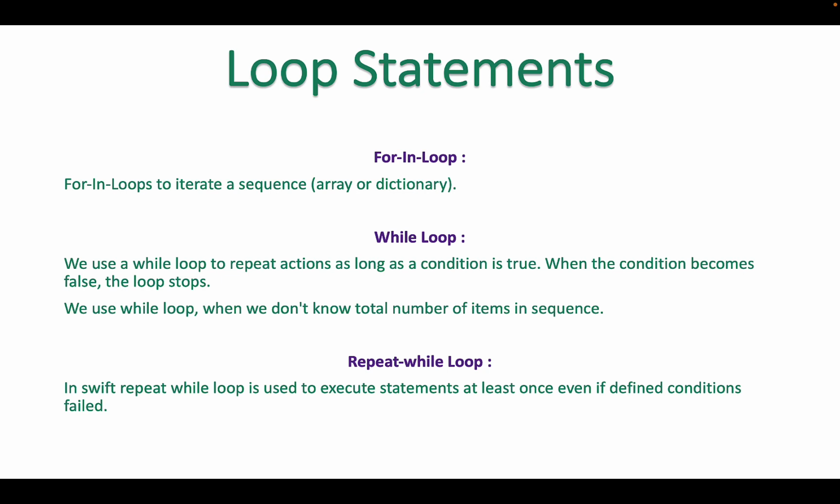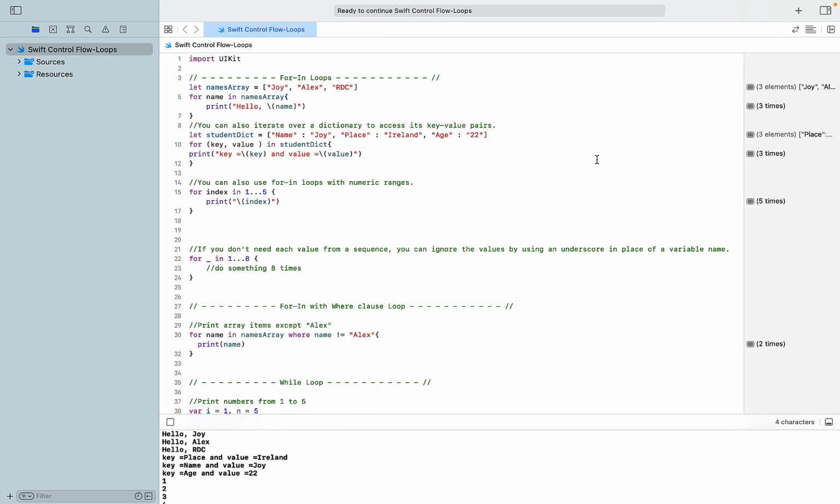So let's do a programming example. In Xcode we have created a playground and the file name is Swift control flow and loops. So here you can see the code. On line number 3, I started with the for in loop examples. For that we need input data, so let's say we have one names array with 3 items: Joy, Alex and RDC.